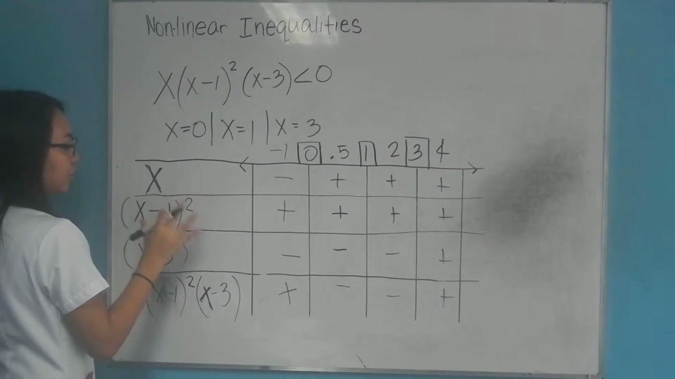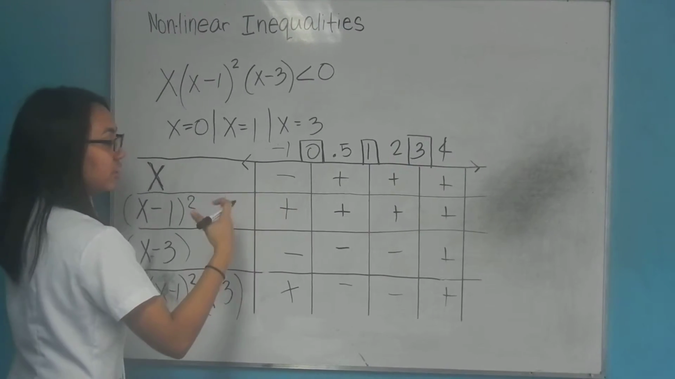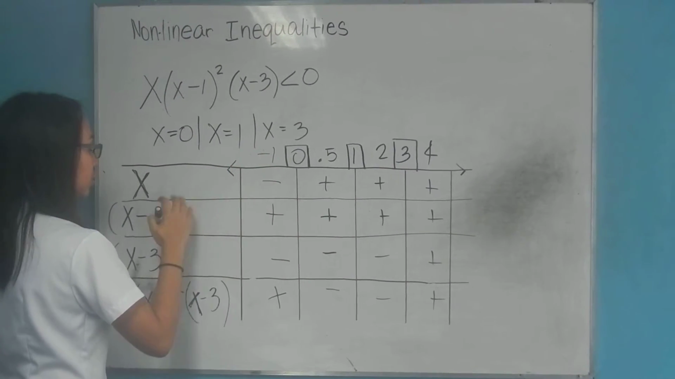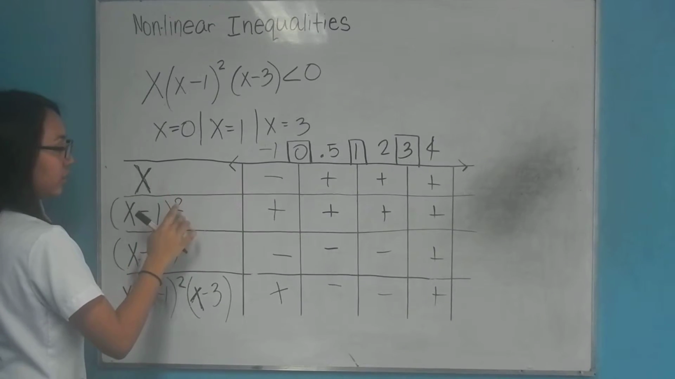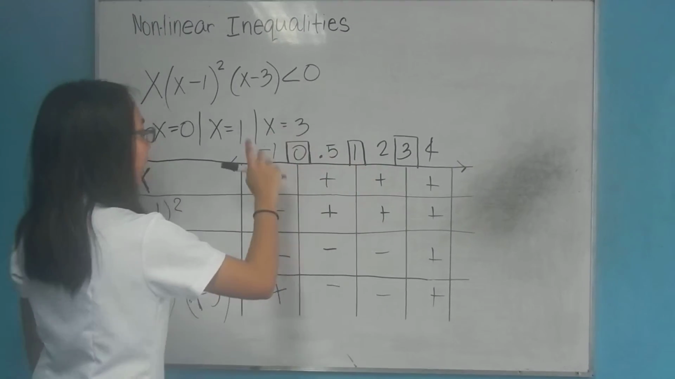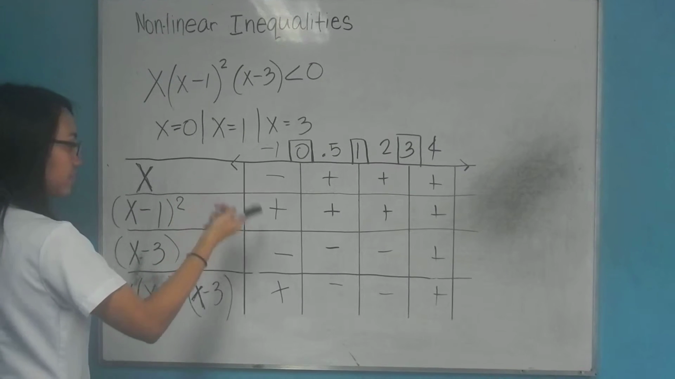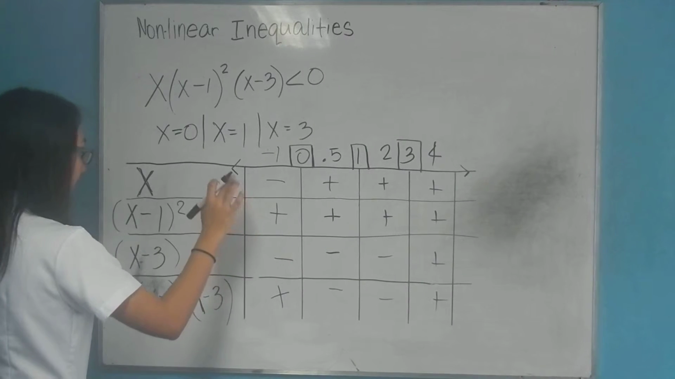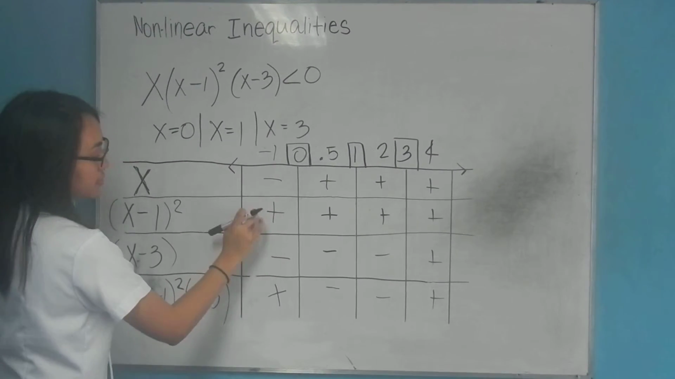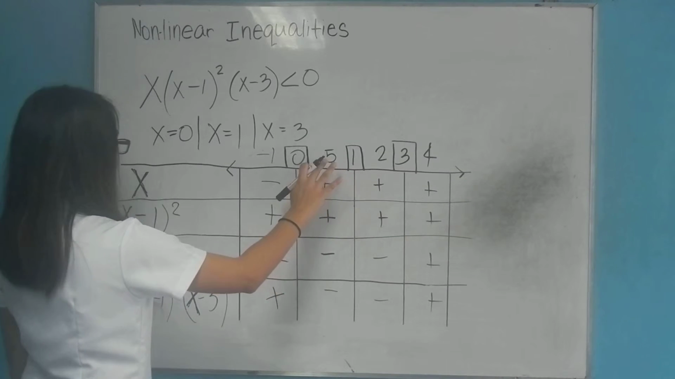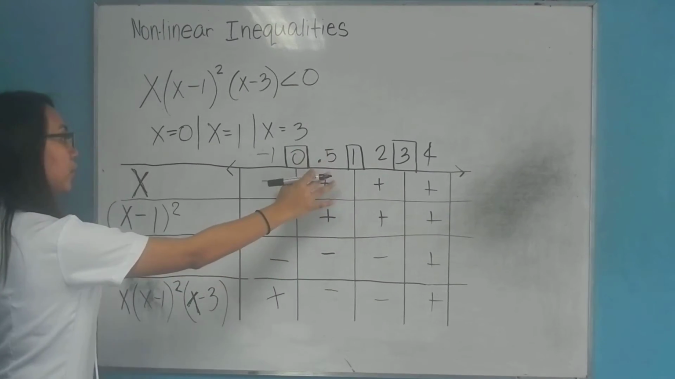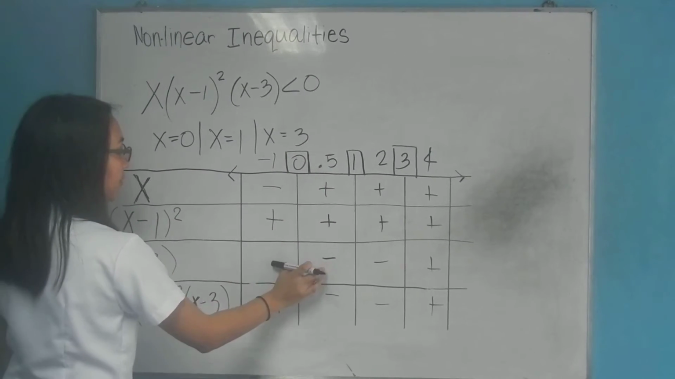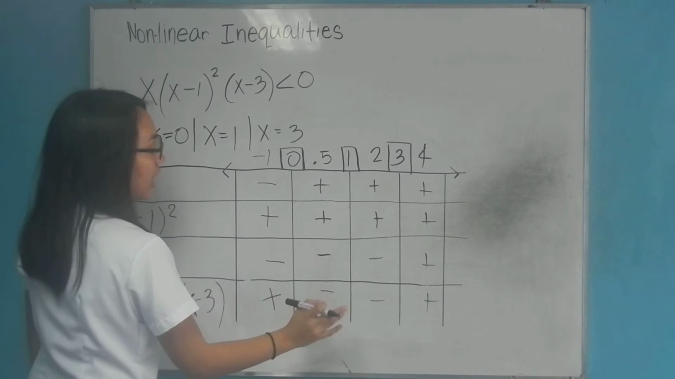When you see a term that is squared, it is understood that everything is positive in that particular row. So when we substitute any value here, but it is squared, it's all positive. So negative 1 minus 1 squared is positive. Negative 1 minus 3 is a negative number. And negative times positive is a positive number. 0.5 to x is a positive number, and 0.5 squared is a positive number. But 0.5 minus 3 is a negative number, so positive times negative is a negative number.